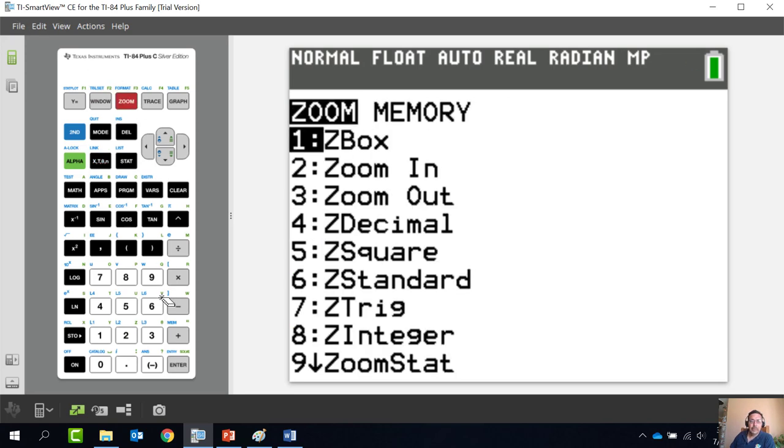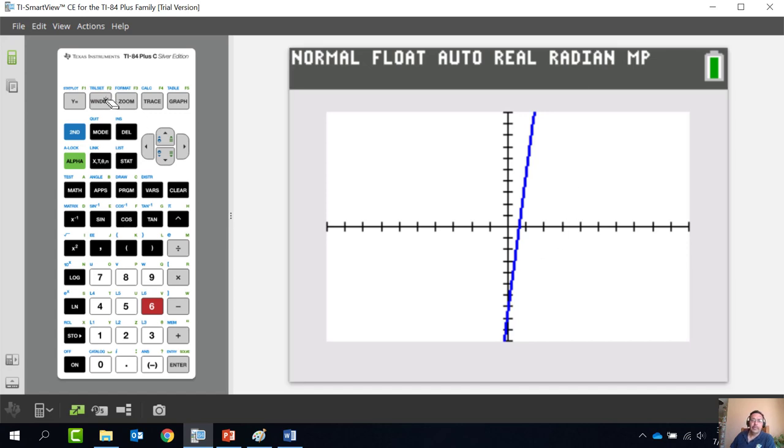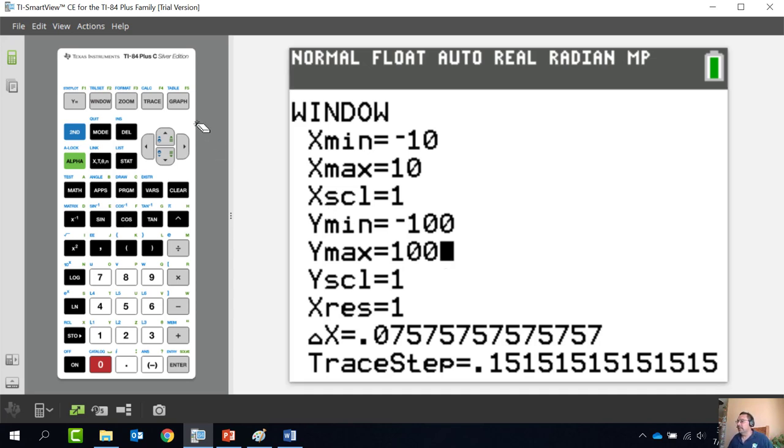Start here in the zoom 6, and what we can see here is that this kind of looks like a line, but it's awfully steep. We're looking at what it's tending to as x approaches 4: 1, 2, 3, 4, it's way up here. So we've got to change our window, and because it's so steep, we're going to leave the x values the same, but our y values will go negative 100 and positive 100, and see what that looks like.